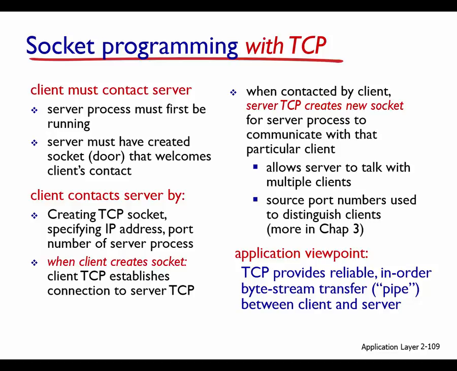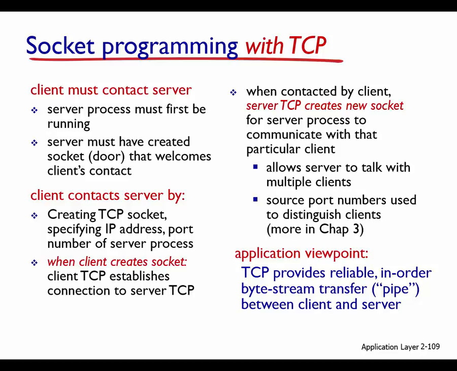When the client creates the socket, the client's TCP protocol establishes a connection to the server TCP protocol. And then when contacted by the client, the TCP server creates a new socket for the purpose of communicating with that particular client. So there's one socket waiting for the connection, and then the other socket for the actual communication. This, of course, allows the server to talk with multiple clients, and there's a source port number used to distinguish between clients.